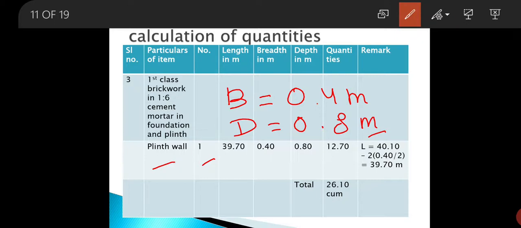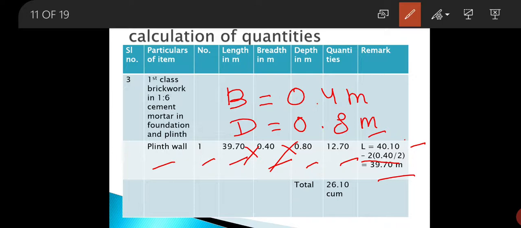So for plinth wall length, in the remark column, you will write down simply the total center to center line length of the building is 40.1. From that, we will subtract the two junctions, that is half of the width for two junctions. So 2 into 0.4 by 2, which is equal to 39.70 meter. Width is 0.4 and depth of the plinth wall is 0.8. By multiplying these three, we will get the quantity as 12.70 cubic meter.